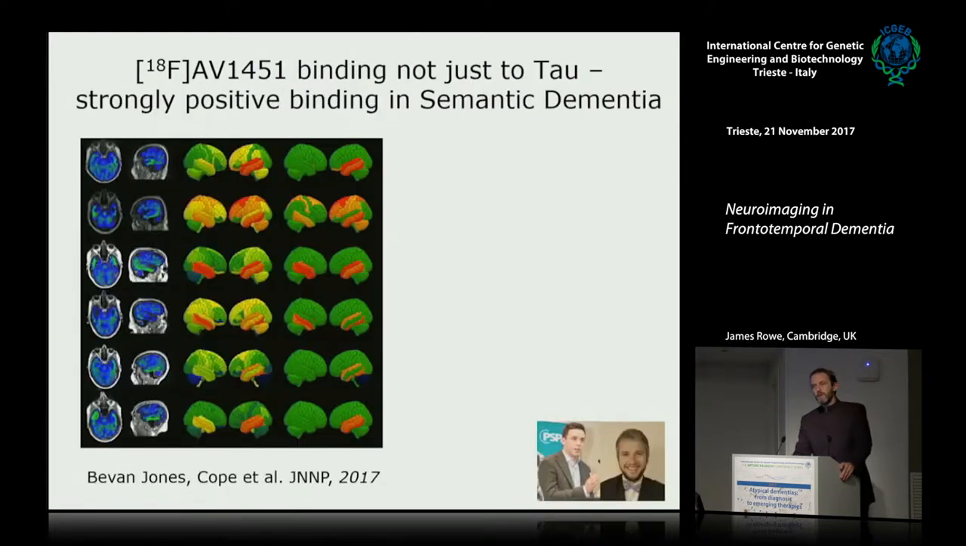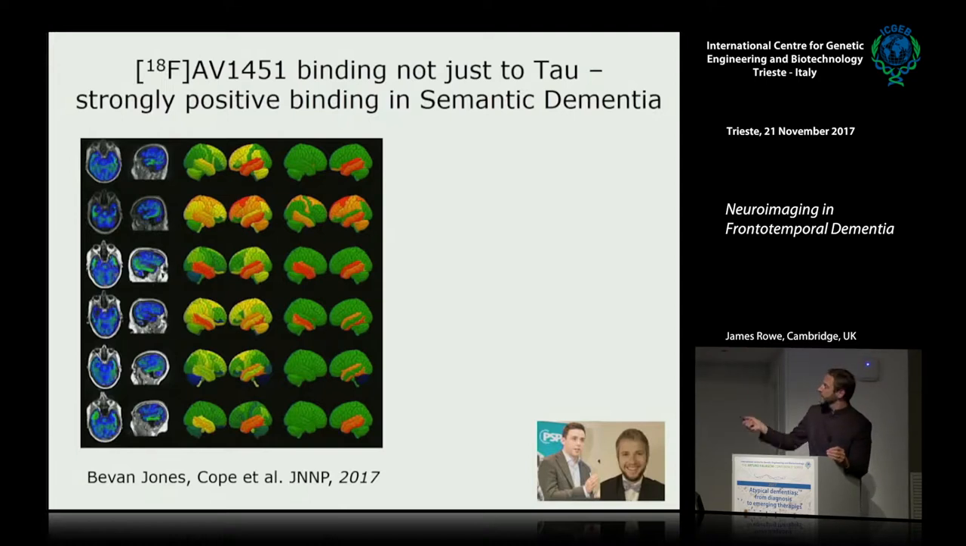But before we run away and think this ligand does what it says on the tin and binds to tau, we have to be mindful that it binds to other things, not neuromelanin. I think the evidence for monoamine oxidase type B is also sketchy, but there's no doubt it binds to something related to TDP43 pathology.